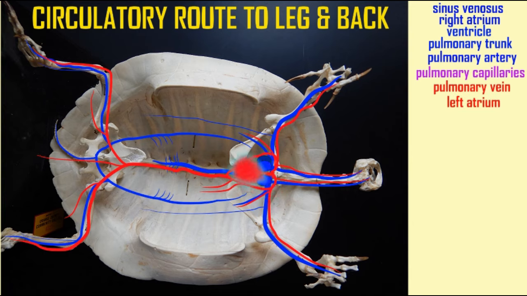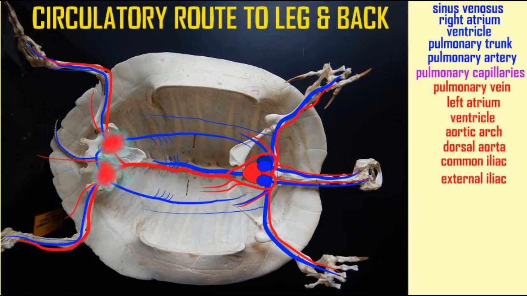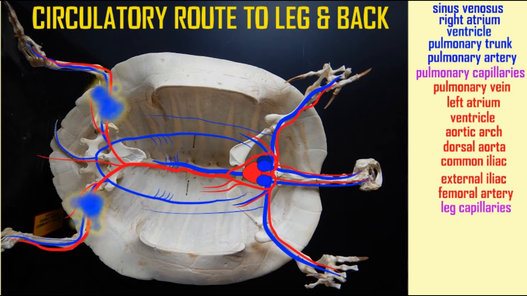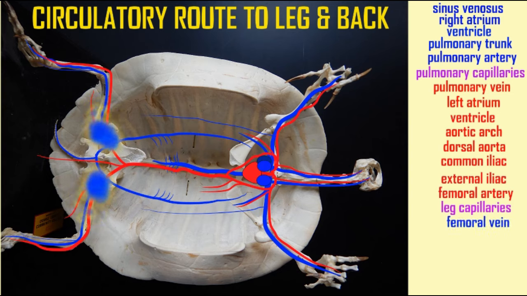spine. In the hip region, these split to form the common iliac arteries, the external iliac arteries which proceed to the leg, and then the femoral arteries or sciatic arteries. There are a number of arteries in the leg which will deliver blood to the leg capillaries. Here gas exchange occurs before blood returns through the femoral vein to the iliac vein.